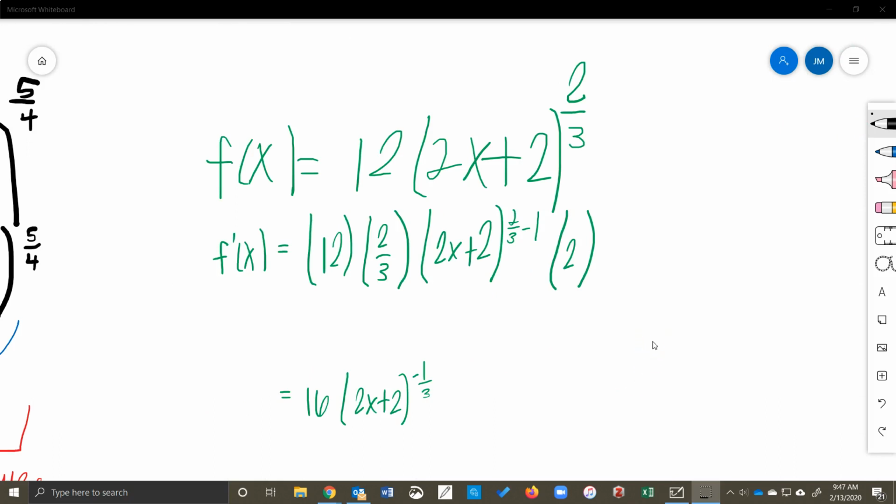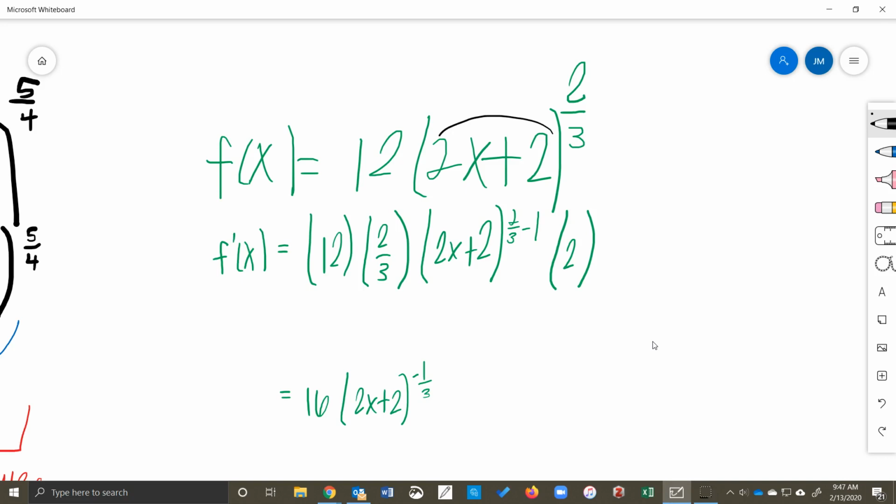So for the first function, f of x, 12 times 2x plus 2 to the 2/3 power. This is a chain rule. And you can see on the inside of the function, with the chain rule, I like to identify the inside first, because when you do that, it's easier to identify the outside. So the inside of the function is that 2x plus 2, and the outside is something to the 2/3 power. So you take the derivative of the outside and then multiply it by the derivative of the inside.